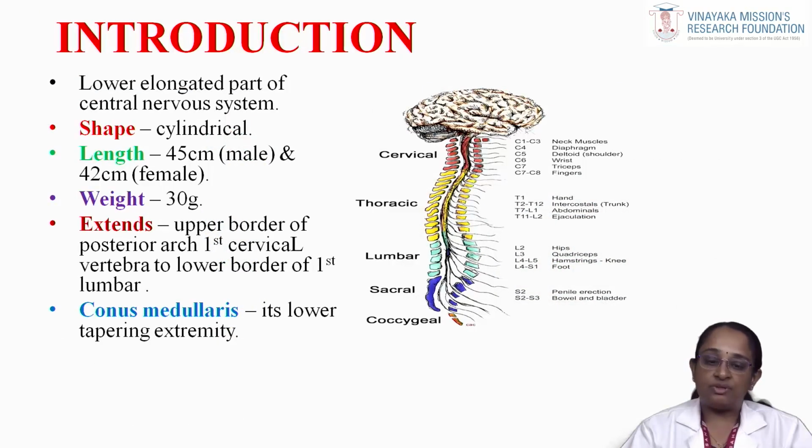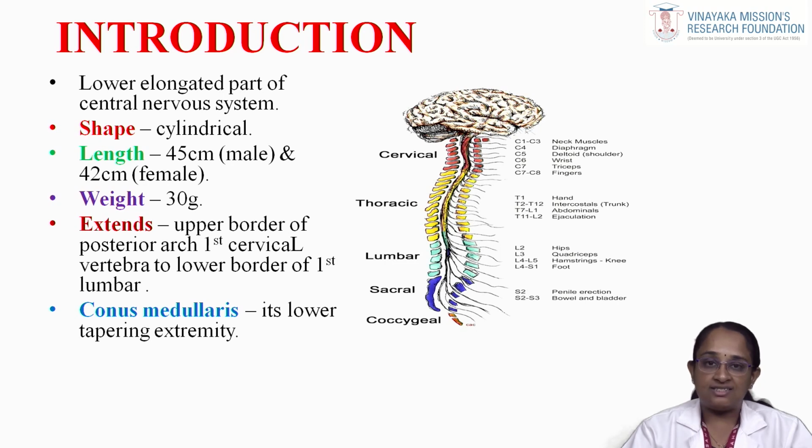Now, in anatomy, whatever structures we are studying, we should know where it is present, what is its shape, and from where to where it extends. So the same thing we study in spinal cord also. We all know spinal cord is part of the central nervous system. Central nervous system means brain and the spinal cord. The spinal cord is the extension of the brain stem. The lower part of the brain stem is called the medulla. From there it extends and comes down up to the coccygeal vertebrae.